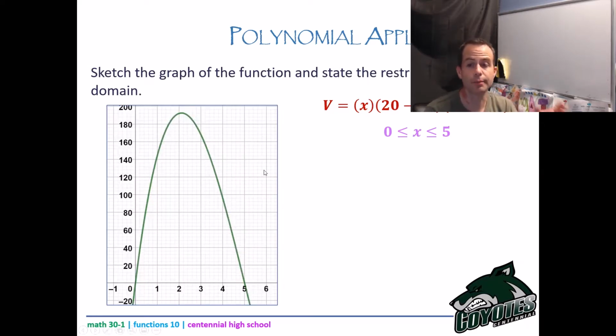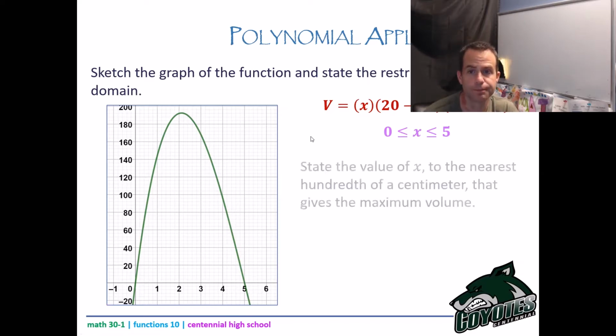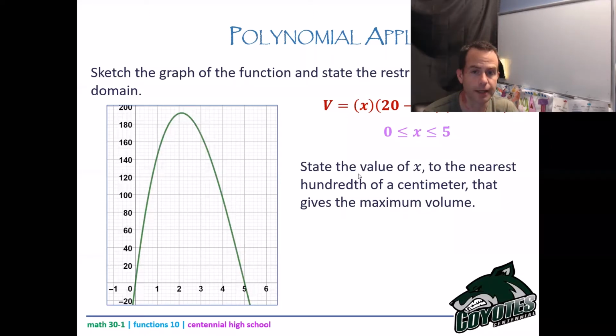So now I just changed my picture there, so that I'm just looking at a close-up of the domain that's pertinent to the context of this question. Okay, so now it says state the value of x to the nearest hundredth of a centimeter that gives the maximum volume. Okay, well, the maximum volume's right here. So we're looking for the x value there. You already have it in your graphing calculator at this point, I'm hoping.